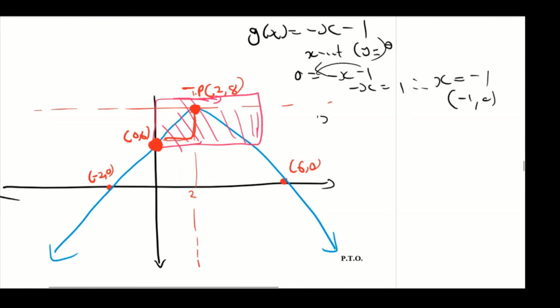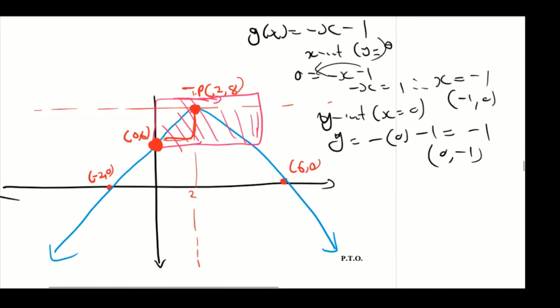And then the y-intercept, when x is equal to 0, you have y is equal to minus 0 minus 1, so it's equal to minus 1. So the point is 0, minus 1. So these are the points. Let's start with 0 and minus 1, which we can assume is here. And minus 1 and 0, you can assume it's here. So we join the straight line. It looks like this.